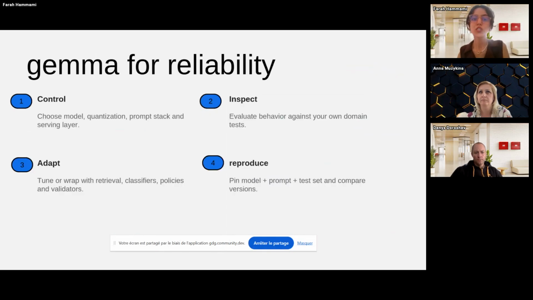So Gemma is actually a good foundation for reliability, with all the families and all the models. It is a good foundation and a good first step, because with all the open weight models you can control them the way you want. You can choose the model, quantize it, prompt stack it, and do however you like with this model. You can adapt it with wrappers, add other functions, and even inspect the behavior of the model.